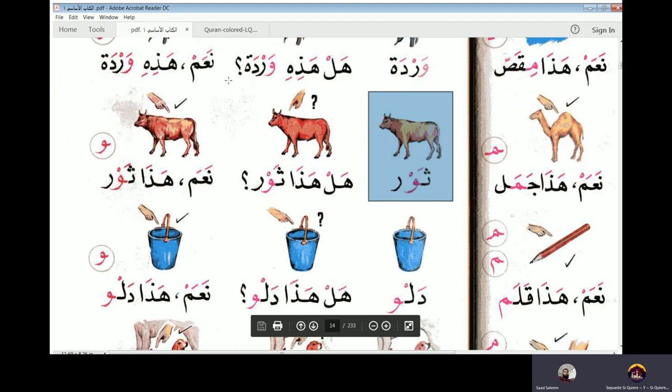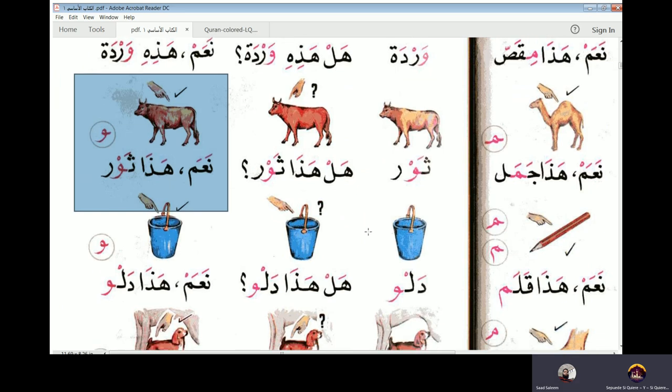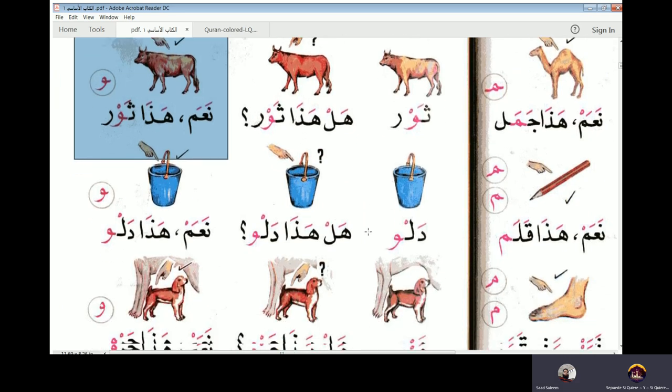Taurun. This is a cow? Bull. Masculine. Bull, ox. Okay. Cow is feminine and ox is masculine. Hal hada taurun? Is this a bull? Naam. Hada taurun. Yes, this is a bull.